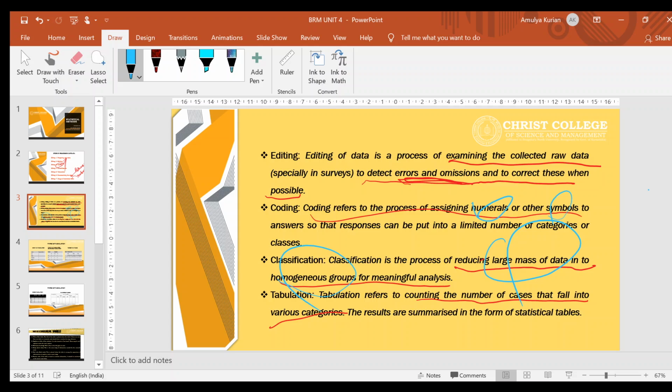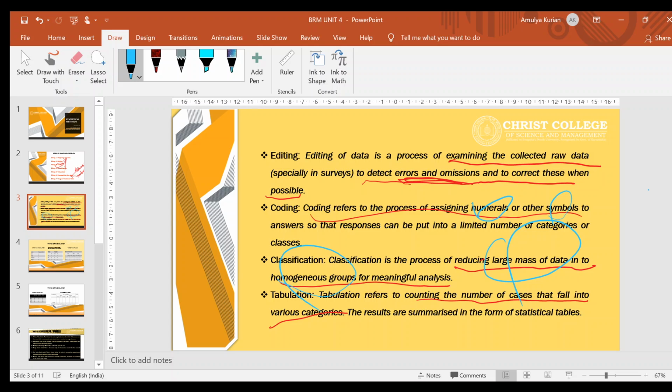Okay, so let's see what are the different types of tabulation. So before going to different types of tabulation, let's see what is the definition of tabulation. Tabulation refers to counting the number of cases that fall into various categories. It is defined as the measurement of data in columns and rows. Okay, it involves sorting, counting and summarizing the data. Okay, there are two types of tabulation. One is called simple tabulation, the other one is called complex tabulation, or simple table and complex table.